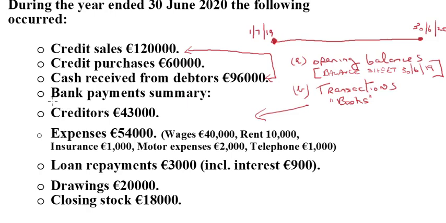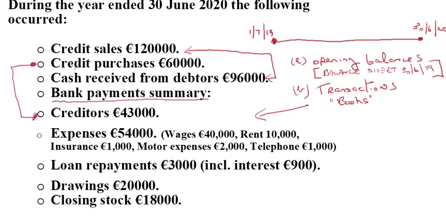The next types of transactions are, okay, so we've got sales, purchases, cash in, cash received from the debtors, and now cash out or money out of the business. And we do this in another book called a bank payments book or whatever. And this is a summary of the bank payments. So the first bank payment that Anne's business made was 43,000 to the creditors gradually throughout the year. Okay, so there's a relationship between that figure and this one up here.